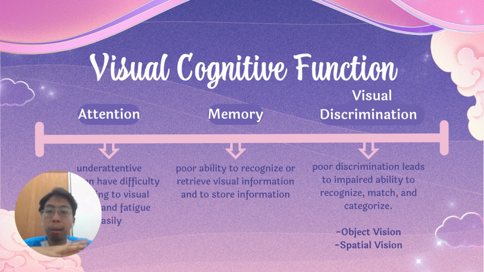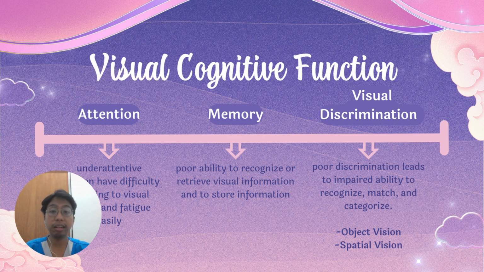Next is memory. Poor ability to recognize or retrieve visual information and to store information, because we have short-term and long-term memory, right? If they have a problem with this, how can they store in short-term and long-term storage, for example, something as easy as knowing your aunt's name? Or visual, for example: which one is your aunt Linda? Point out, point out. Maybe they forgot because of a visual perception problem. They cannot see clearly: who am I seeing right now? Is this Aunt Linda or Uncle Faye? That's an example.